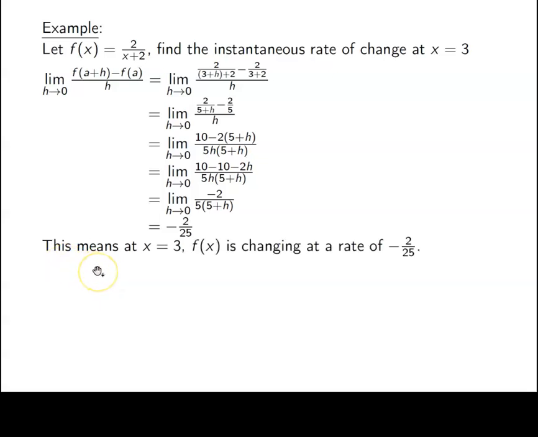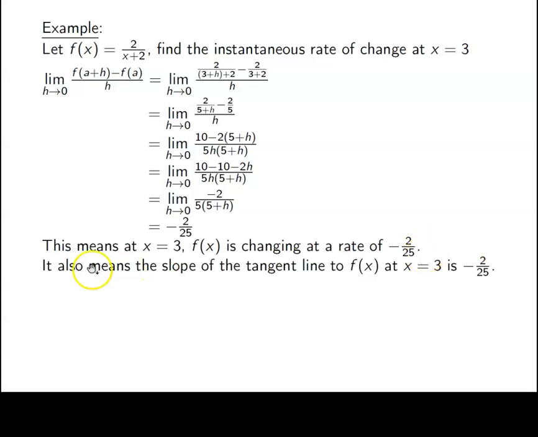Okay, so at x equals 3, my function is changing at a rate of negative 2 over 25, which means my function is decreasing at this point. Okay, at x equals 3, I'm changing in the negative direction, so I'm decreasing in value. It also means that the slope of the tangent line is negative 2 over 25.